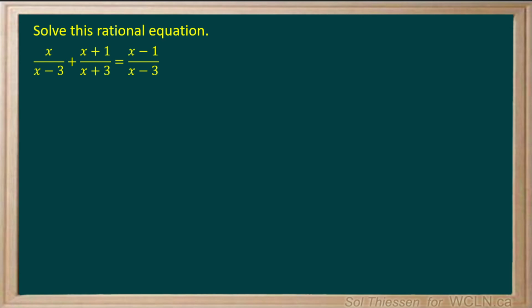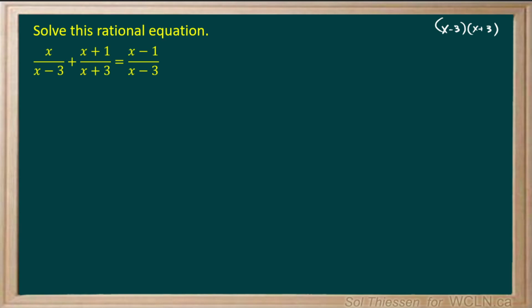Solve this rational equation. The first thing to do when solving a rational equation is to multiply through by the lowest common denominator of all of the fractions in your equation. Since all of the denominators of these fractions cannot be factored any further, it's easy to see that the lowest common multiple of the three denominators is simply (x - 3)(x + 3), which is the product of these two denominators, however you choose to see it.